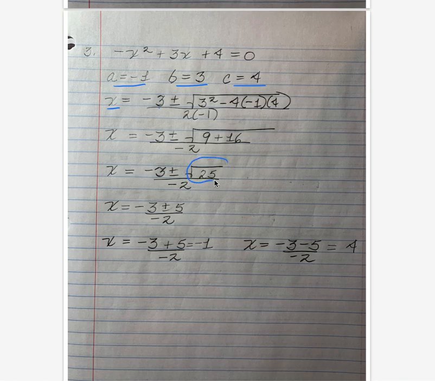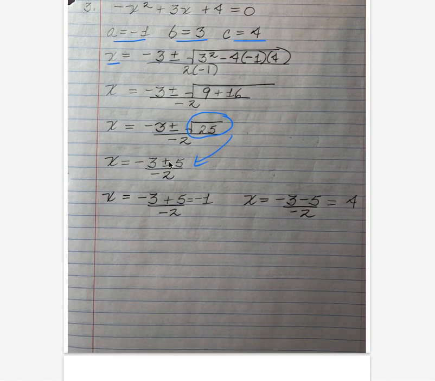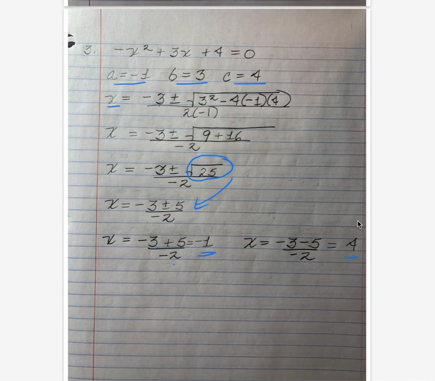And of course, the square root of 25, what's that? That's 5. So now I'm down to the last bit of the calculation: negative 3 plus or minus 5 all over negative 2. So we'll do the addition first. We get negative 3 plus 5, which is positive 2, divided by negative 2, so my solution is negative 1. And then I'm going to do the minus next. So it's negative 3 minus 5, which is negative 8, all over negative 2. So negative 8 divided by negative 2 is positive 4. And that's the checkpoint.